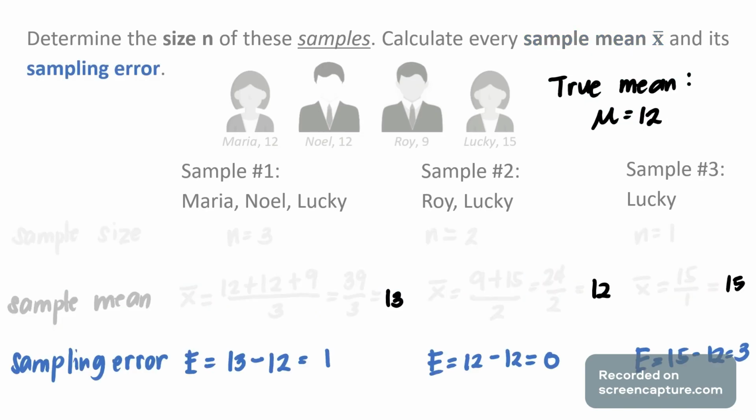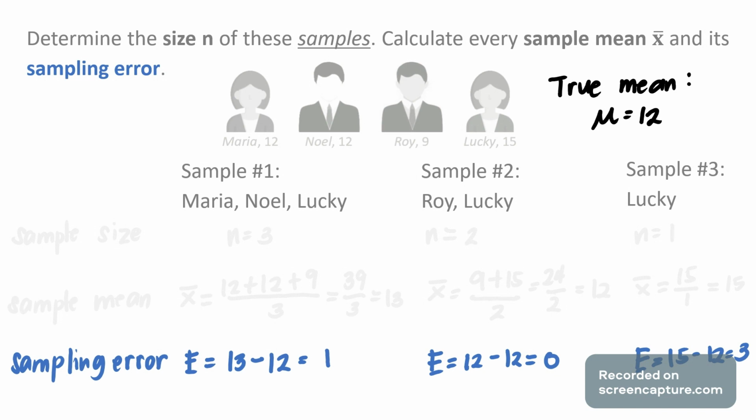How about the sampling error of a statistic? Error is the difference between a statistic and a true parameter. In sample 1, the sample mean estimates a mean of 13, but the population mean is actually 12. Therefore, there is a difference of 13 minus 12 equals 1. In the second sample, both estimate and true value are 12, so 12 minus 12 is 0. Therefore, there is no error between our estimate and the true value. While the third sample has a sampling error of 3.